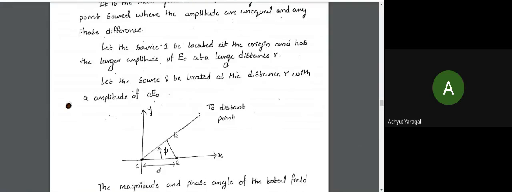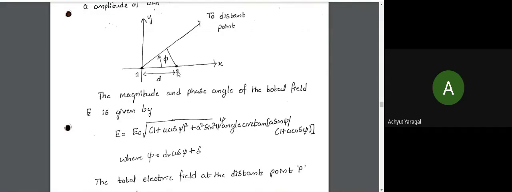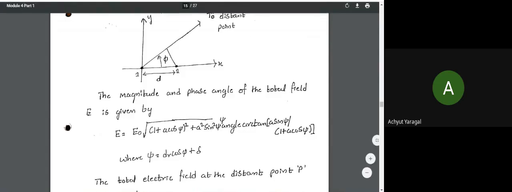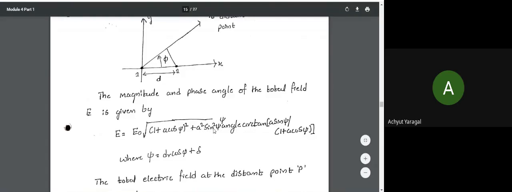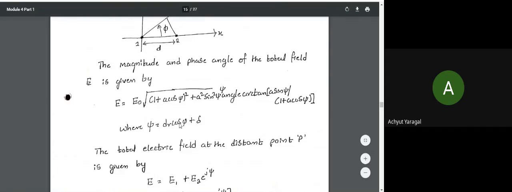D, which also has an amplitude of E naught here. Okay, so again phi is measured counterclockwise. So the magnitude and the phase of the total field E is given by E naught times the square root of 1 plus A cos psi whole squared plus A squared sine squared psi. The angle could be written as arc tan of A sine psi divided by 1 plus A cos psi, where psi is nothing but d r cos phi plus delta.